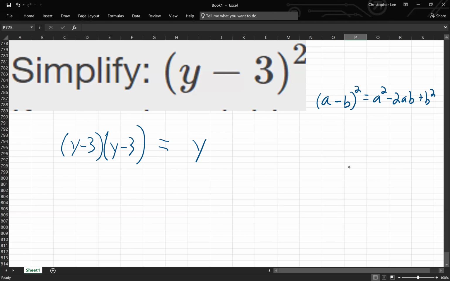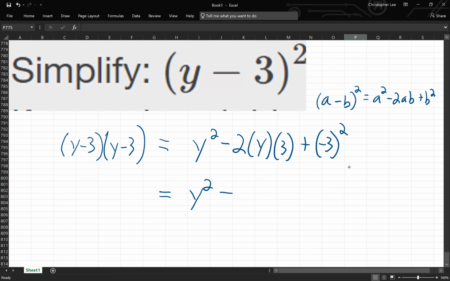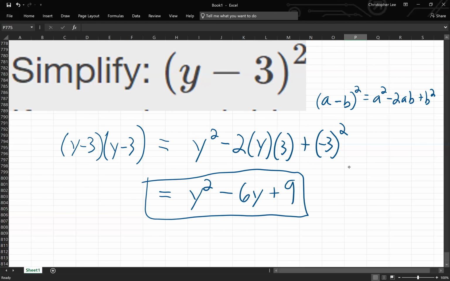So this should be what? Y squared minus 2 times y times 3 plus 3 squared. Put that all together. Y squared minus 6y plus 9. And there you go. All right. If that looks a little complicated using the trick, you know that it means y minus 3 times y minus 3. Distribute it, you can come back to the same answer. No problem.